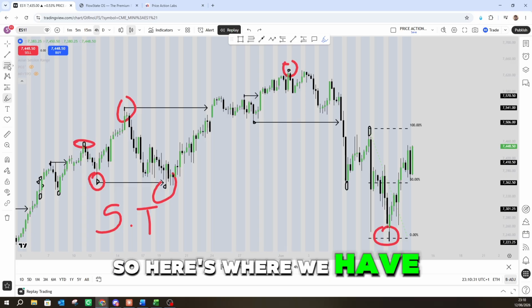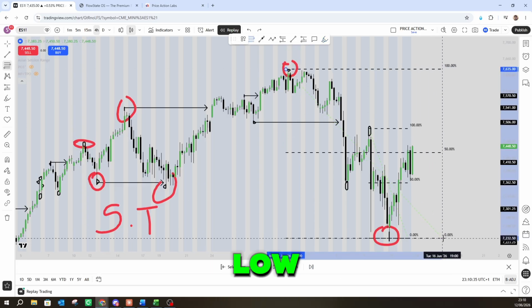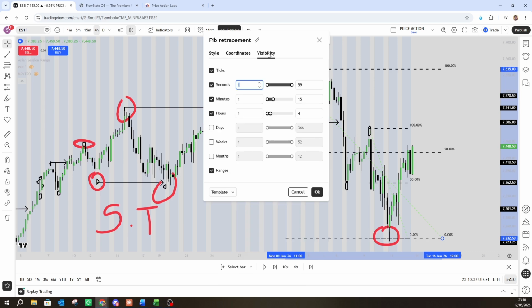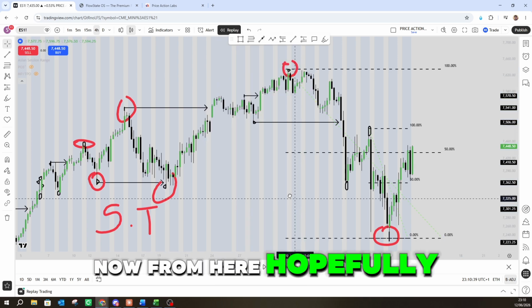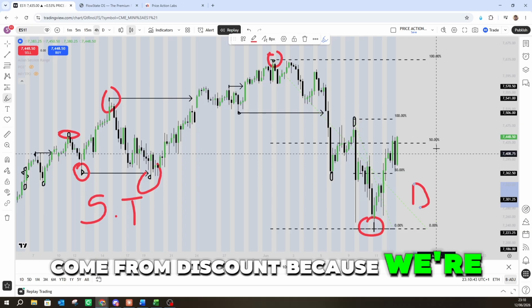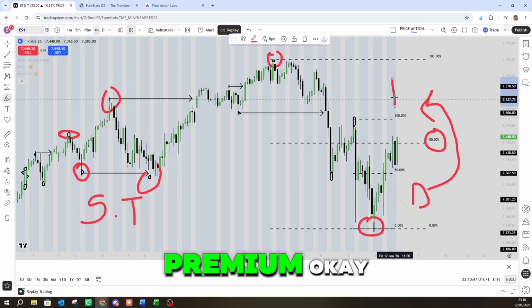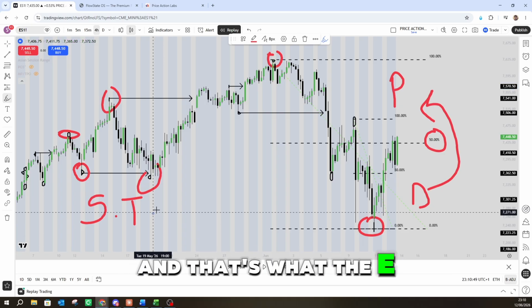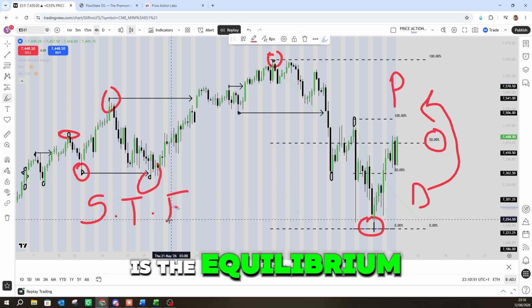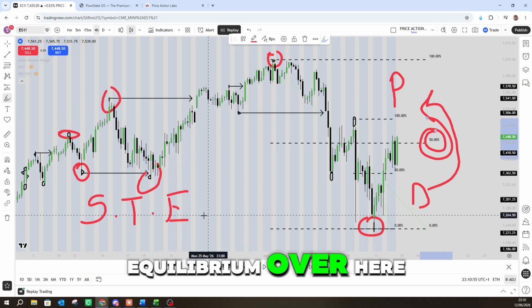So here's where we have it. We have the structural high and we have the structural low, just like this, okay? Now, from here, hopefully you can see we have come from discount because we're below the 50%, and now we're heading towards premium. Okay, and that's what the E stands for, because the E is the equilibrium. It splits the high and the low, right, with this equilibrium over here.